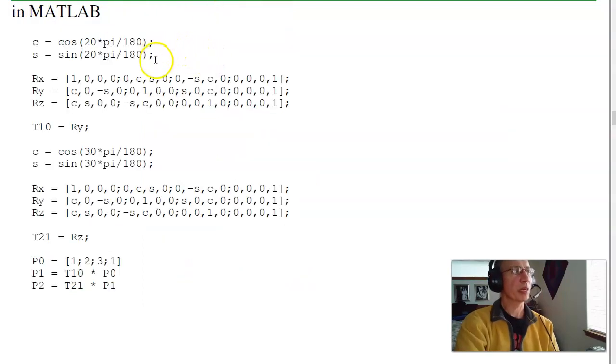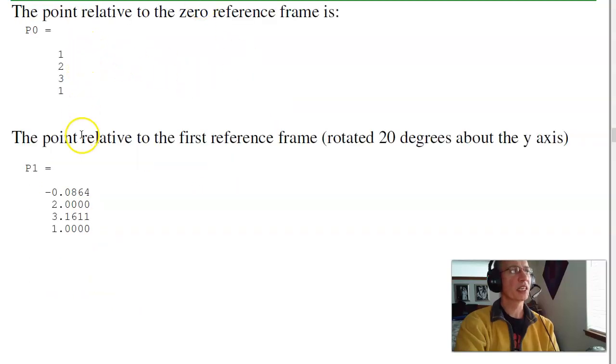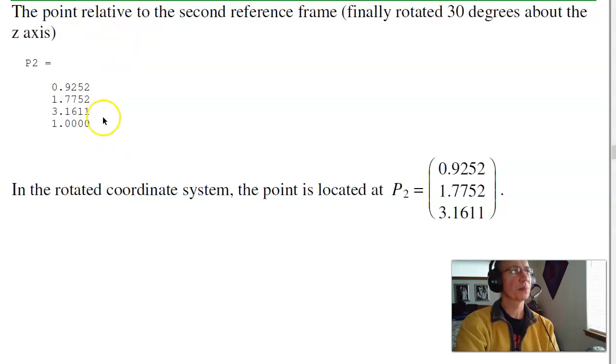In MATLAB, the way I would do that is let's define cosine and sine to be cosine and sine of 20 degrees. Do the same matrices. That's T10. Now take it at 30 degrees. That's T21. Now here's point 0, point 1, point 2. And what I get is point 0, point 1, and point 2. There's the point relative to reference frame 2.